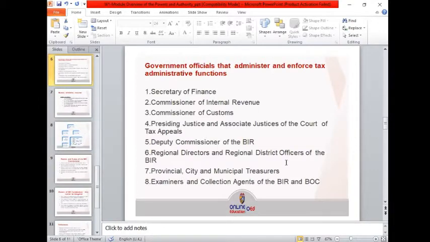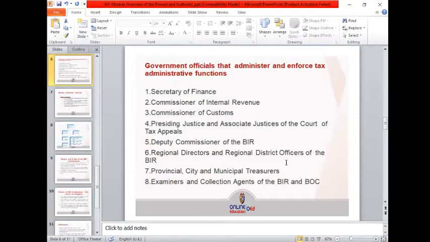So who are the government officials that administer and enforce tax administrative functions? These are the government officials under those government agencies. We have the Secretary of Finance, Carlo Dominguez III, who administers all the tax rules and procedures, and even the assessment and collection of taxes. Under the Secretary of Finance are also the Commissioner of Internal Revenue and the Commissioner of Customs. The Commissioner of Internal Revenue is Cesar Dulay.